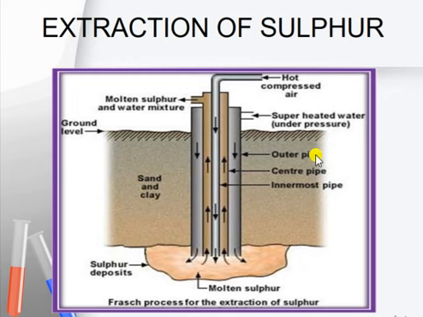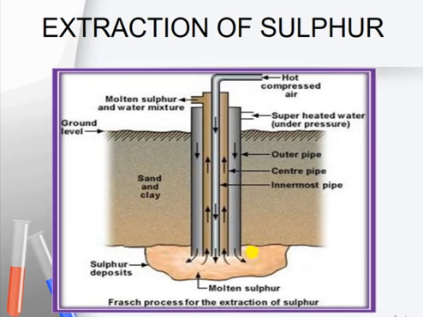Now, superheated water at about 170 degrees Celsius under pressure is pumped through the outermost pipe to the sulfur deposits to melt the sulfur.